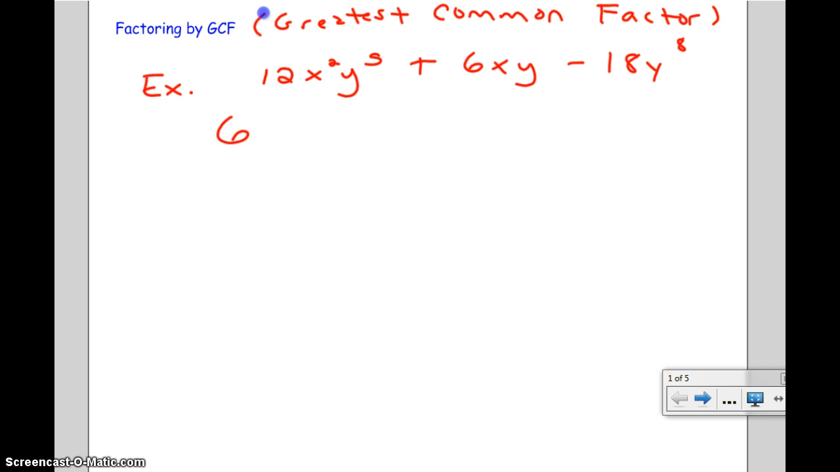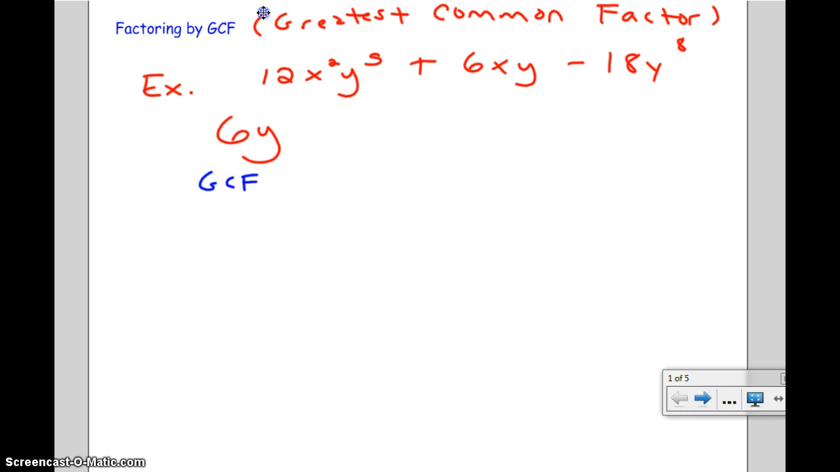So is there an amount of x's that I can actually factor out of all three? No, because the 18y to the 8th, that last term, doesn't have any x's. So I can't take out the x. Now I'm going to consider the y's. I have 5 y's in the first term, 1 y in the second term, 8 y's in the last term. The most I can take out is only 1, because that middle term only has 1. I have now identified the 6y to be my GCF, my greatest common factor.